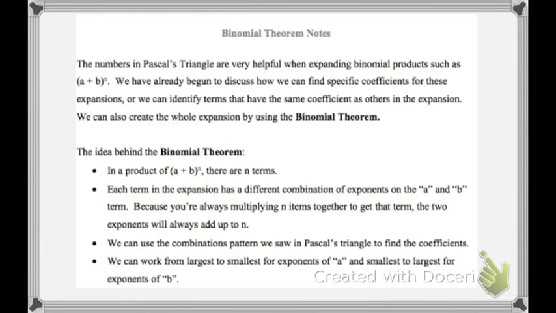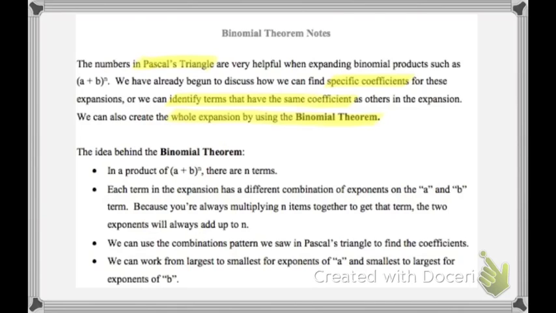So we've already looked at how Pascal's triangle can help us do these things. We've talked about how Pascal's triangle can help us find specific coefficients. We've talked about how we can identify terms that have the same coefficient based on the symmetry in Pascal's triangle. And we've looked a little bit at expansions of binomial products, but we're going to look at the whole expansion again using binomial theorem. So here are the main ideas behind binomial theorem.